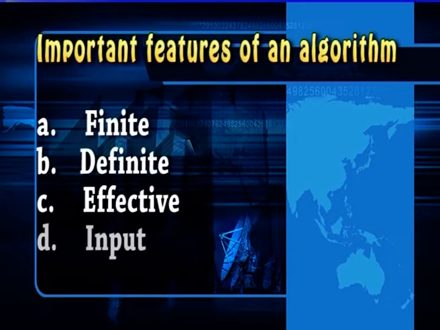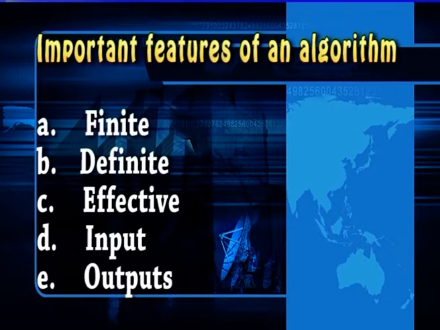An algorithm should have precise input. That is, the quantities which are to be operated on are initially specified before the execution of the algorithm begins. An algorithm should produce some output. An algorithm has one or more outputs, that is, the results of the operations which have a specified relation to the inputs.